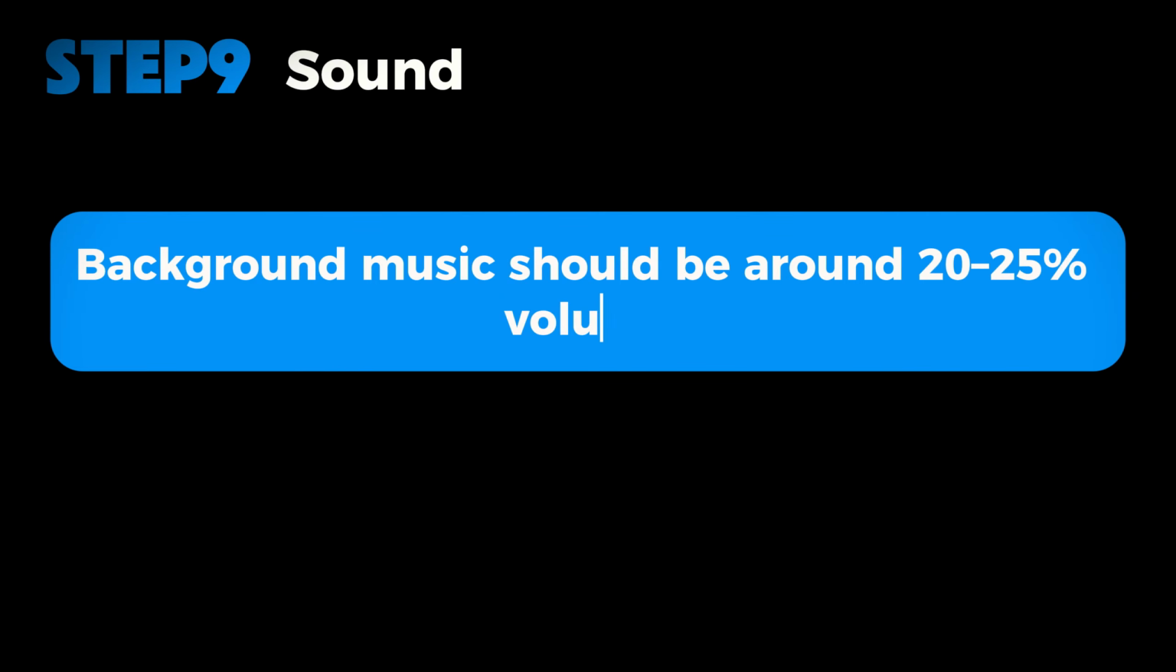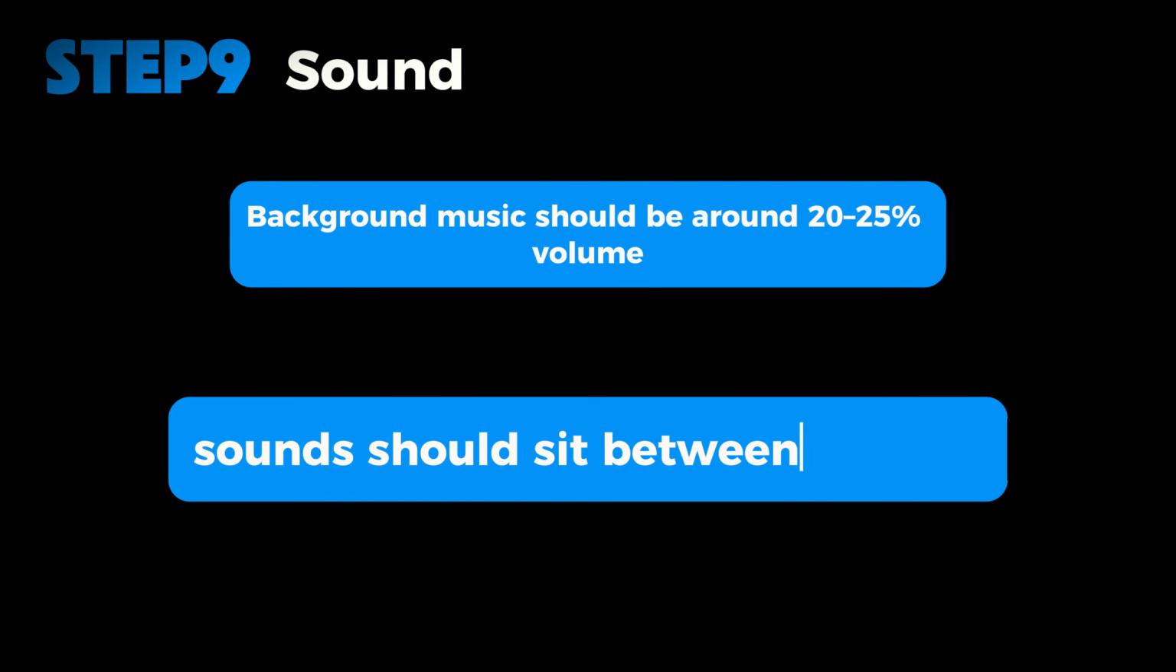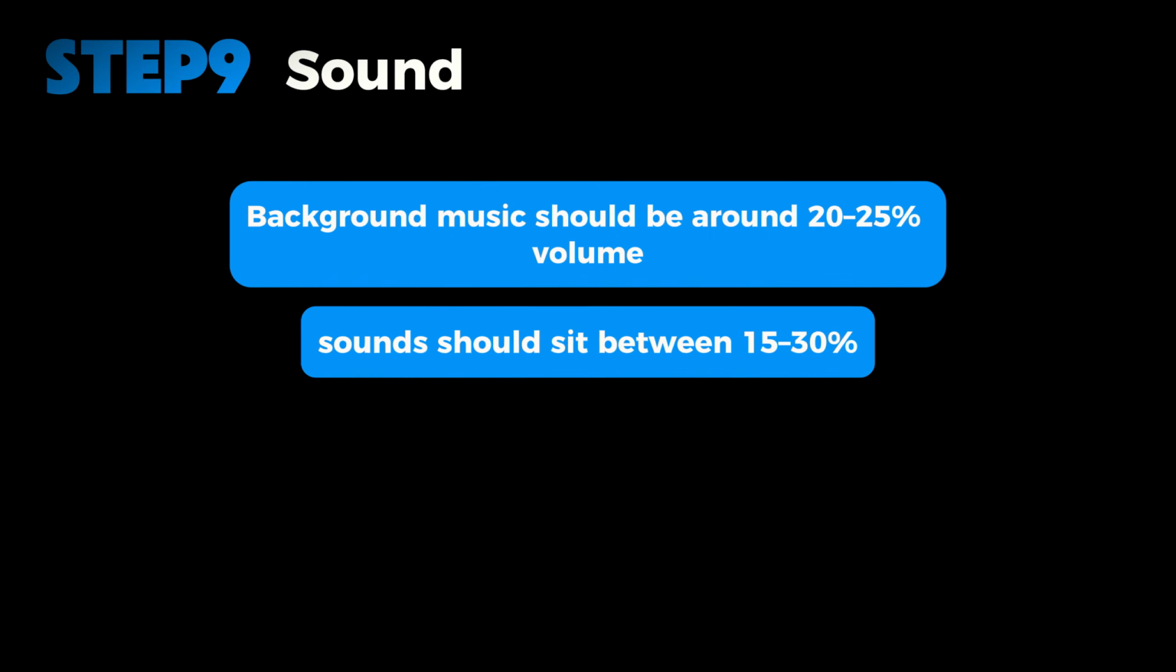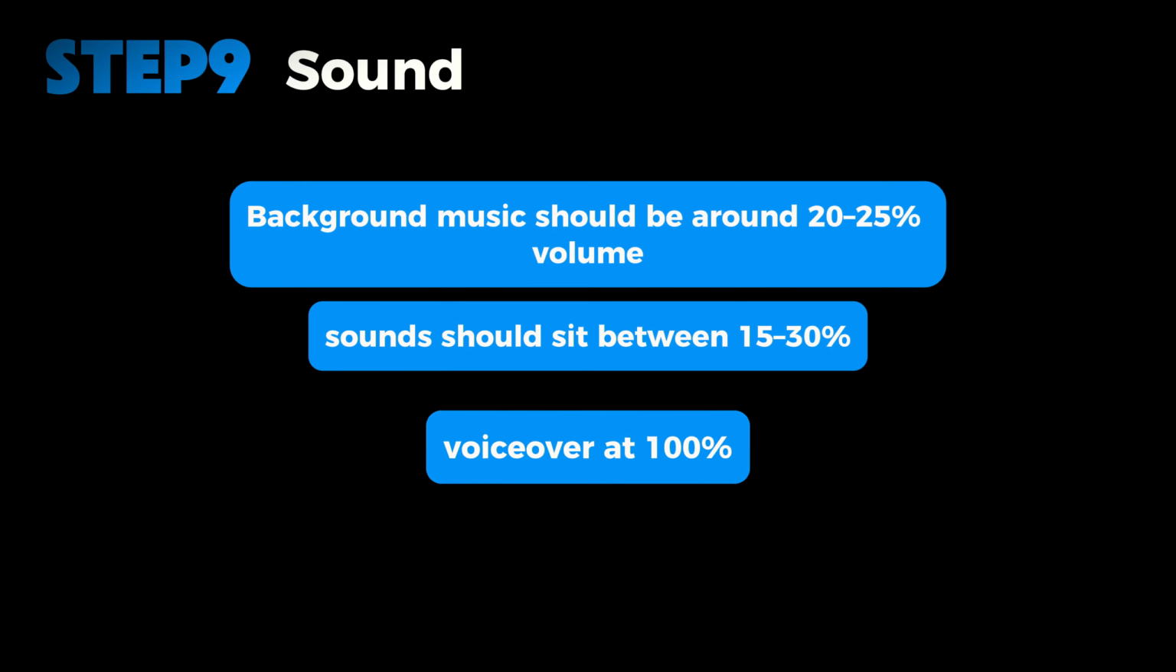That's trick number 9. Adjust music volume. Seriously, this one step makes your dialogue pop while keeping the music present but not overpowering. When editing music, adjust audio levels. Background music should be around 20 to 25% volume. Sounds should sit between 15 to 30% and voiceover at 100%. Always fade music in at the start of the scene and gently fade it out when the dialogue ends.